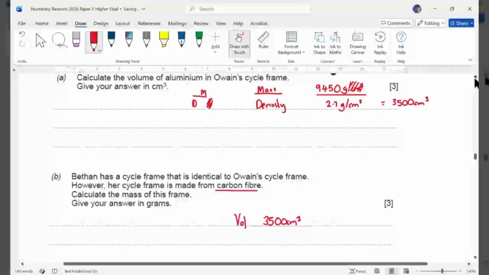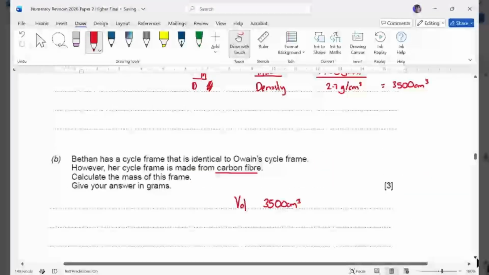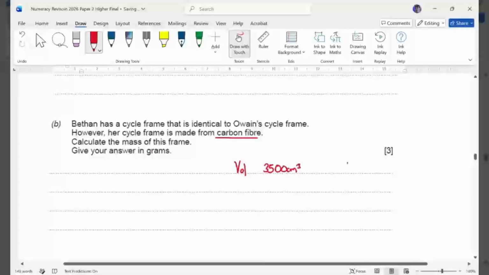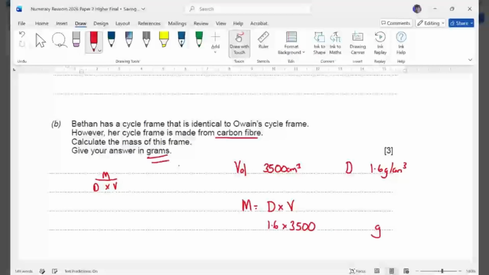Fab. Let me go up and get that number quickly. So the density of carbon fibre is 1.6. So density, I'll just put D, 1.6 grams per centimetre cubed. And we want the mass. Again, let me remind myself, density, mass, volume. Mass is density times volume, or in this case, 1.6 times 3,500. And the answer will be in grams. And it wants it in grams, right?